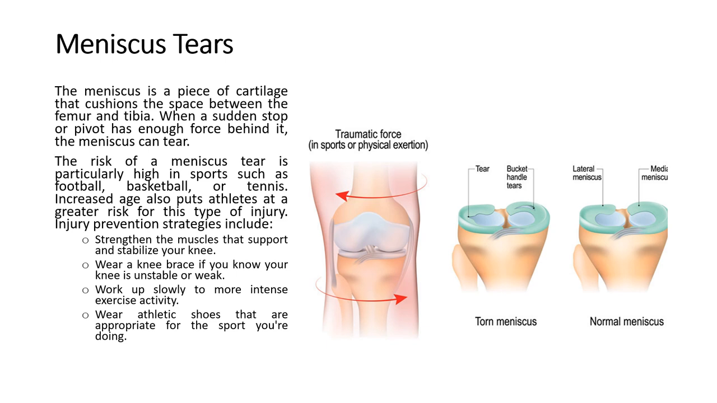Meniscus tears. The meniscus is a piece of cartilage that cushions the space between the femur and tibia. When a sudden stop or pivot has enough force behind it, the meniscus can tear. The risk of a meniscus tear is particularly high in sports such as football, basketball, or tennis. Increased age also puts athletes at a greater risk for this type of injury.